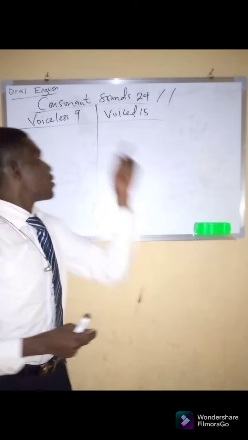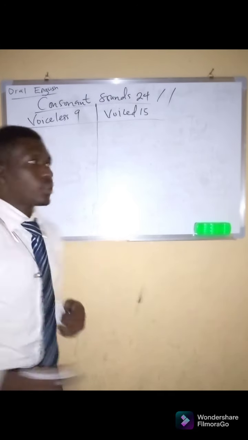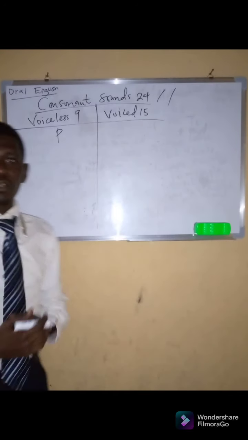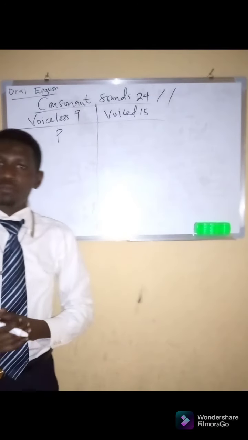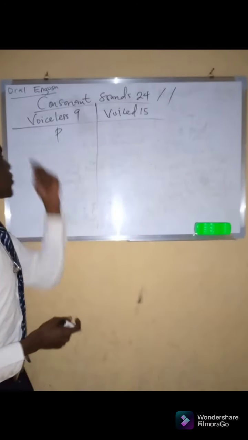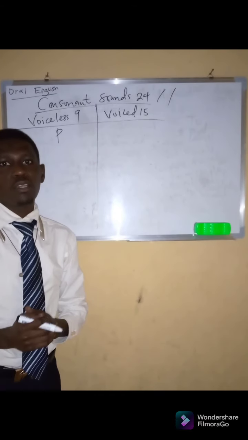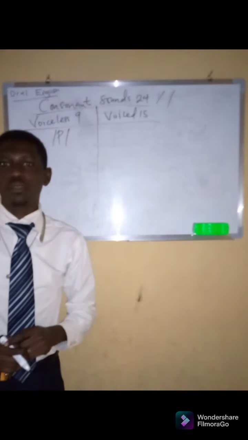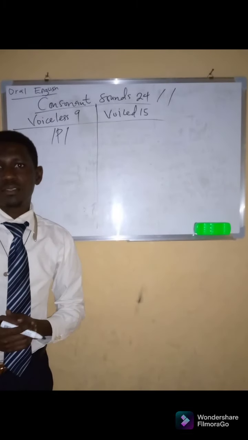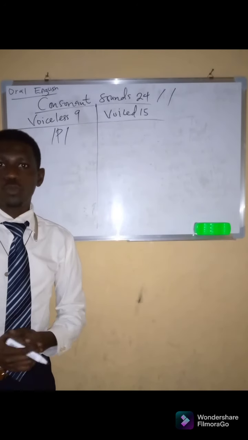Take, for example, the first voiceless consonant we are going to see here. This may look like letter P, but the moment we demarcate this letter P with these slanted lines, it will automatically change to a phonetic sound. Letter P now changing to the sound P. So this is the first voiceless consonant we have.